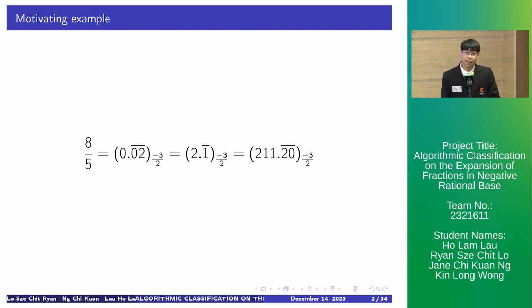Unlike base 10, we see there are two main differences. The first one is the representation is non-unique, and second, the recurring length is different. This motivates us to answer two questions. First, does there exist a representation for any rational number m/n in the negative rational base? And if there is, what's the procedure to find all representations of m/n?